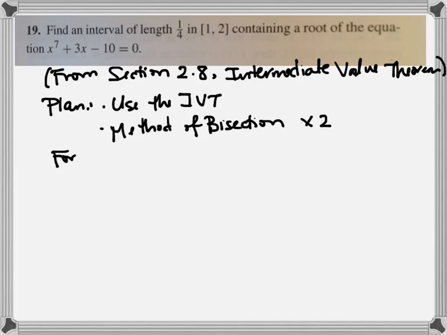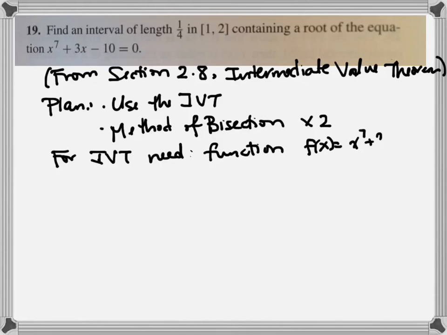Okay. So for the intermediate value theorem, we need a function. It also needs to be continuous, but luckily the function that we have is f of x equals x to the 7th plus 3x minus 10. And this function is a polynomial, so it's continuous. And we also need an interval, which they also give us. They give us the interval 1, 2. Okay.